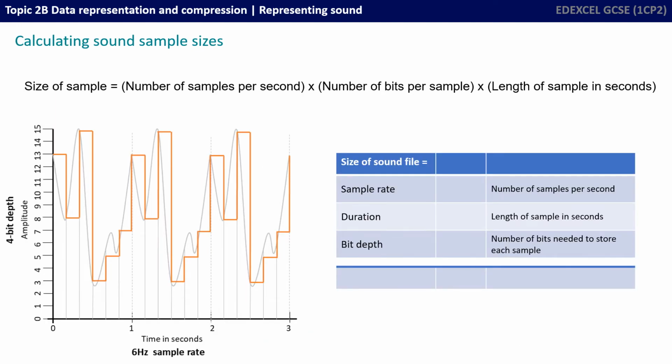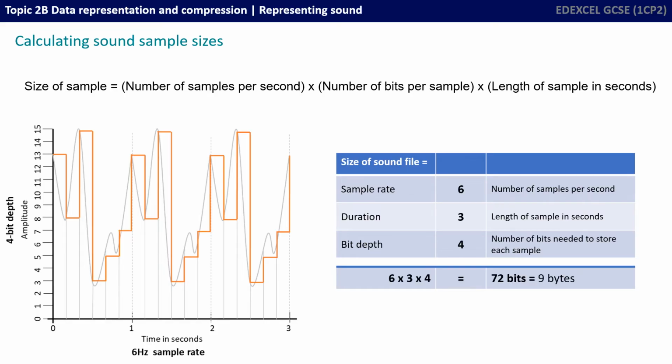In this simple example, we're showing a sample rate of 6 Hz or 6 samples a second and a bit depth of 4. That's 4 bits per sample, giving a bandwidth of 0 to 15. Now the numbers are shown in denary for convenience, but of course these would be stored as binary values 0000 to 1111.